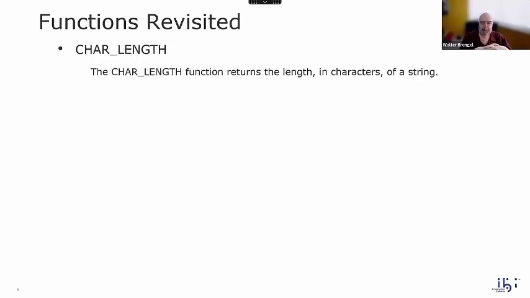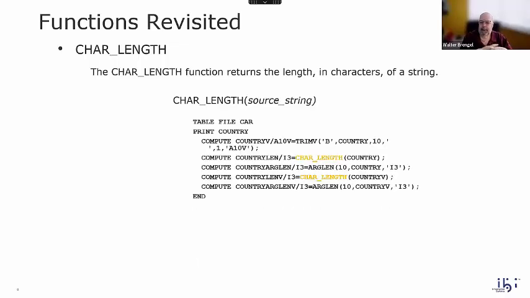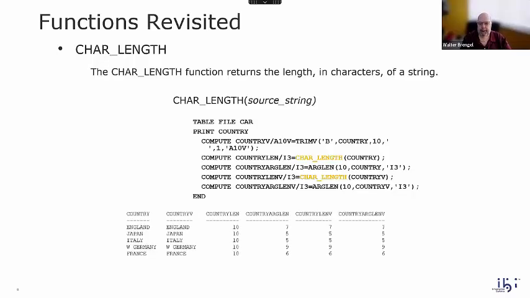CHAR_LENGTH will return the length in characters of a string. Before, you were probably using ARGLEN. In my example in the compute, I use CHAR_LENGTH and I use ARGLEN so you can see what the differences look like. In the output, notice that COUNTRY_LEN, which uses character length, is 10 for every single entry, even though the country lengths are not the same. So why would that be?